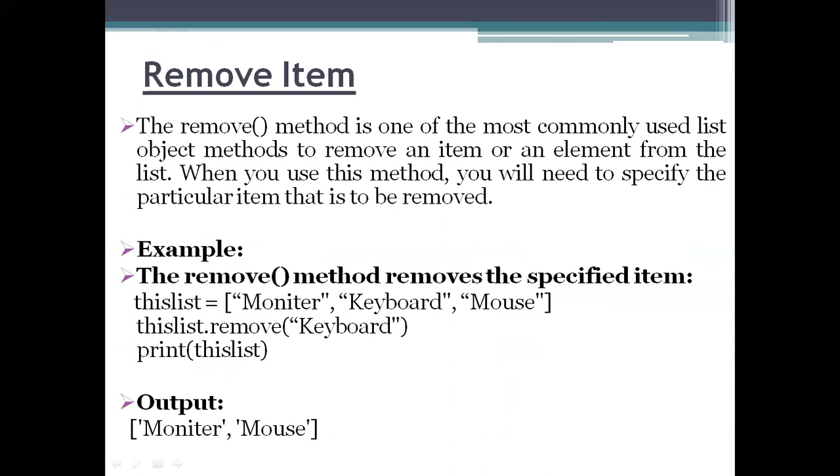We have created a list and added some items. In the next line, we are applying the remove method. In the brackets, we specify a particular item from that list to remove it from the list. Next, we print it. The output will come: monitor and mouse. It means that the specified item is removed from the list.